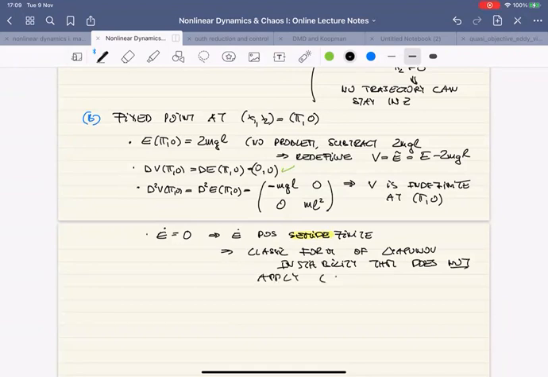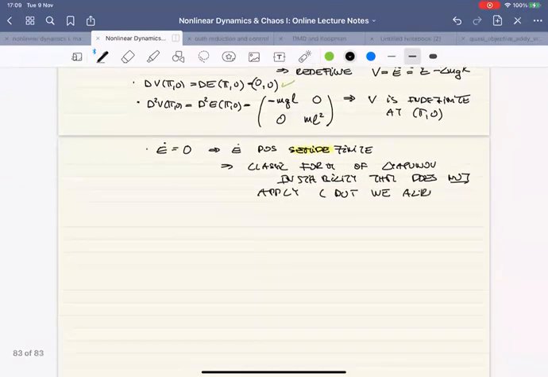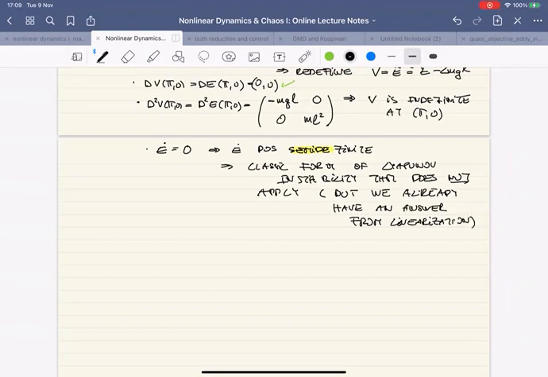But the good result is that we already have an answer from linearization, and that's conclusive for the nonlinear system for the instability. Okay, so this is how much I wanted to say.